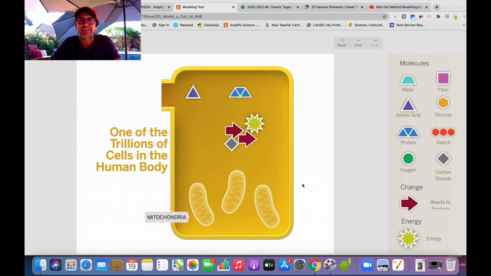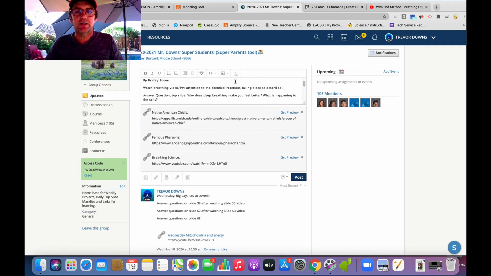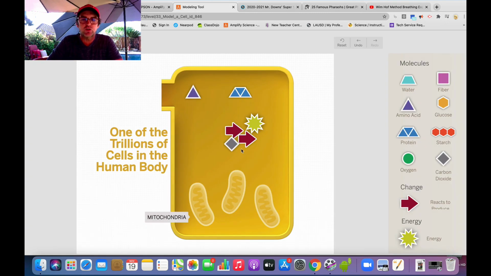And then what does it say in our groups? After breathing, we did the proteins. We played with the sim. That didn't work, but we watched the video. Tools show what you have learned around slides. Screenshot best work and put on top slide with short explanation. That's what I was checking there to make sure. So once you've screenshot it, move it to the top slide. Short explanation about your model, just two or three sentences. Superstars might write a CER.